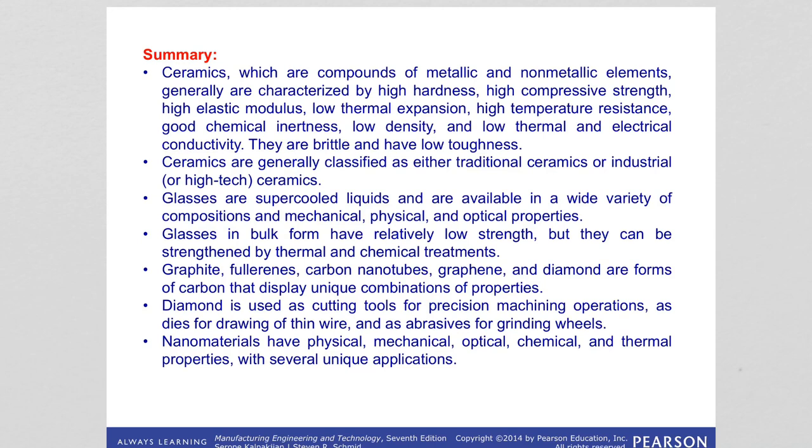And some advanced materials like graphite, graphene, fullerenes, carbon nanotubes, diamond, these are also forms of carbon. And all of them have unique properties. Diamond, we use for cutting tools, abrasives, dies. And nanomaterials: when we have any type of material in the nano size, they will have unique properties.